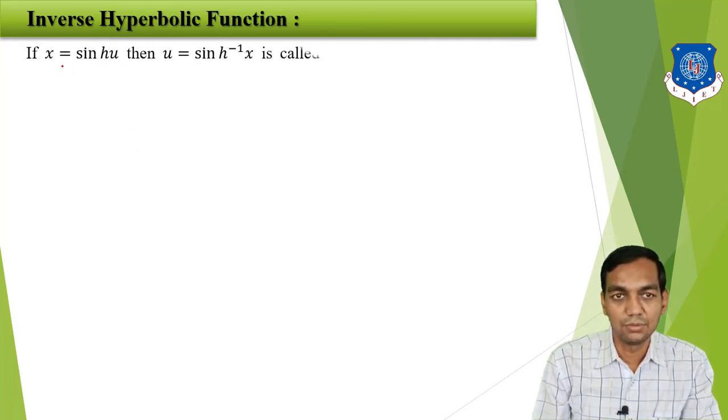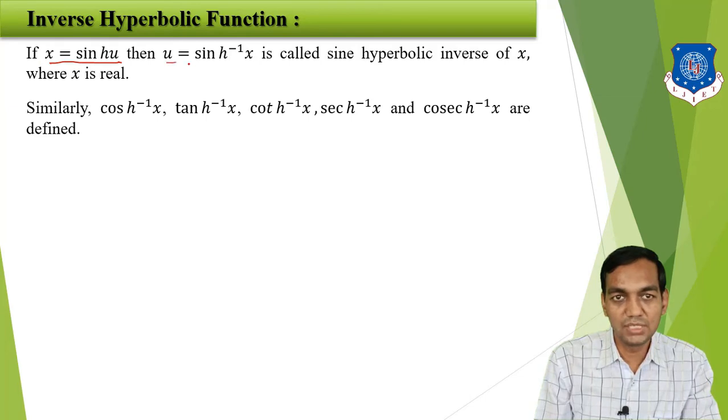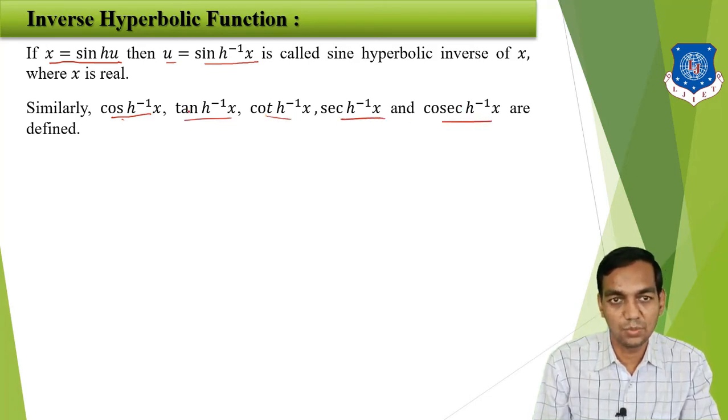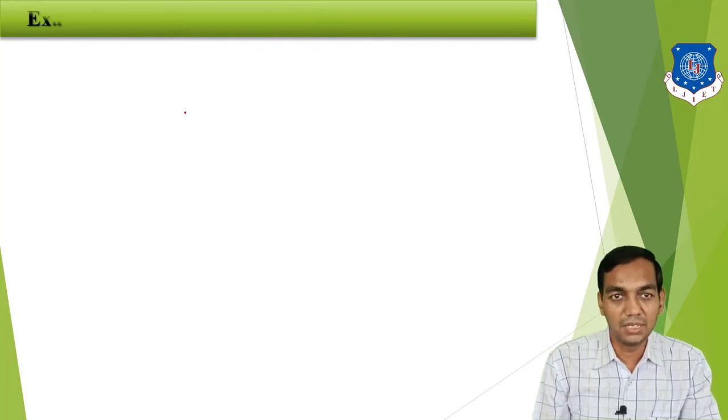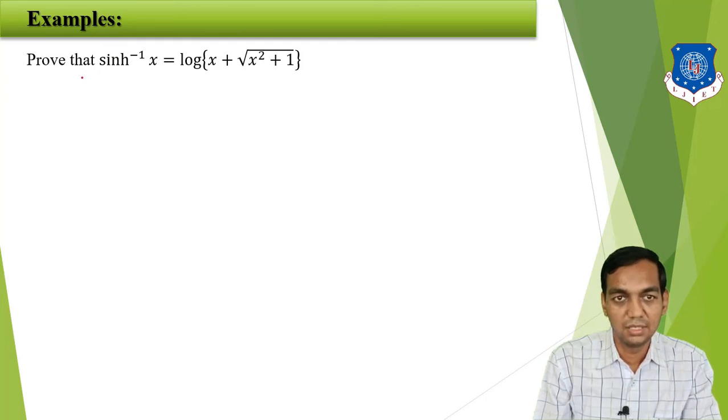Now, inverse hyperbolic functions. First of all, if sin hyperbolic u is equal to x, then u is equal to sin hyperbolic inverse x, and here x is real, so we are defining the inverse hyperbolic function for real numbers. In the same manner you can define it for cos hyperbolic, tan hyperbolic, cot hyperbolic inverse, sec hyperbolic inverse, and cosec hyperbolic inverse. You can define the same thing for complex numbers also, which we are going to discuss later. First, prove that sin hyperbolic inverse x is equal to this.